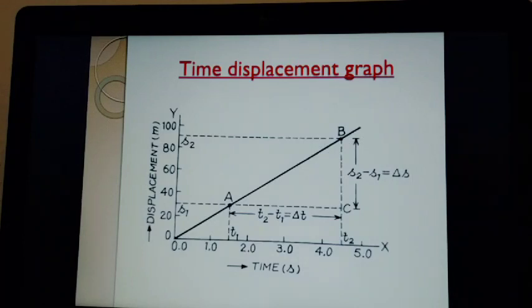Which means it covers equal distance in equal intervals of time. So this kind of motion is called uniform motion. You define uniform motion as: if an object covers equal distance in equal intervals of time, then that is called uniform motion. So this graph shows the time displacement graph for a uniform motion.